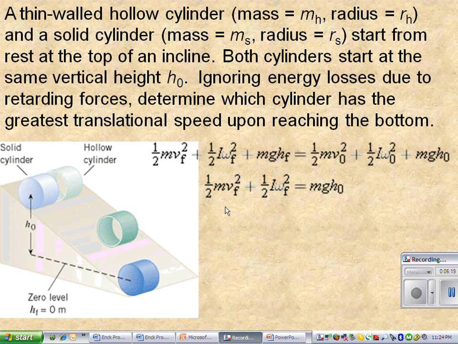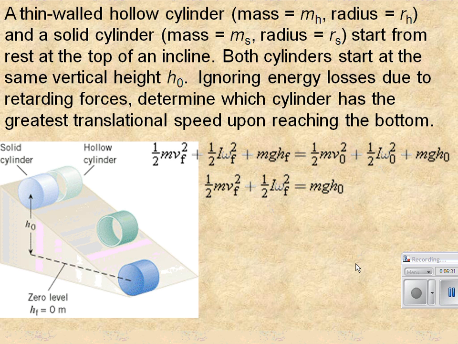Now, in certain situations, you'll have zero. For example, the final position has a height of 0, and the initial velocities are 0, so those would be 0 there as well. So then you end up with this equation here.